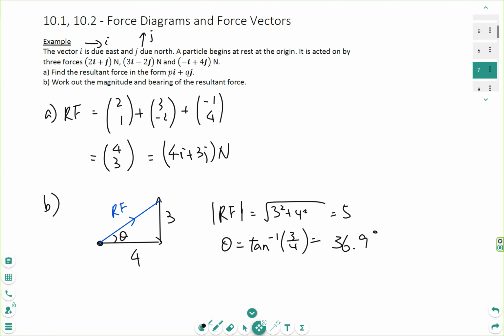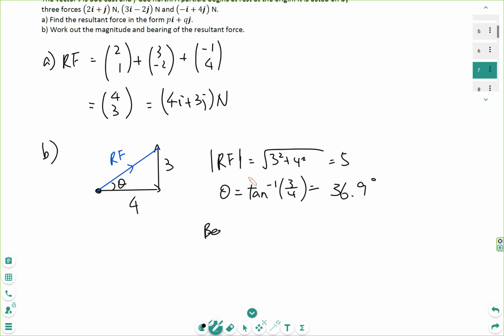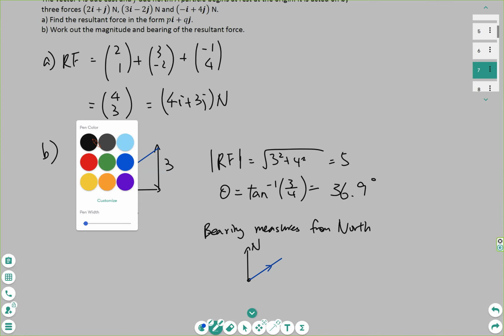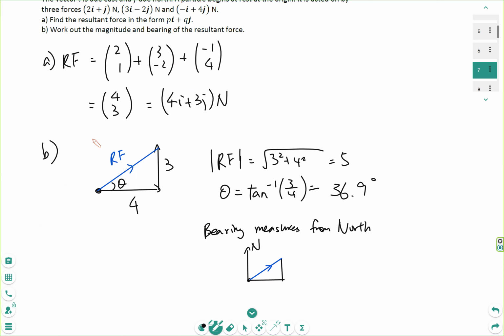Okay, so what's the bearing? If you remember, bearing measures from north. So that's the north line here. And then that's the resultant force. If we draw the triangle out again, in here, we'll draw a little triangle. We've worked out this theta. So where's the bearing? Here. The overall. That's the bearing.